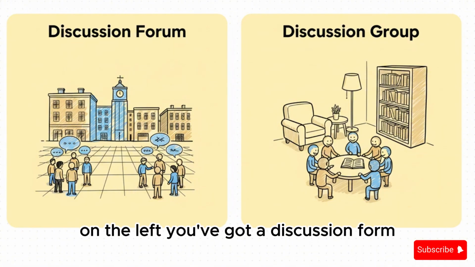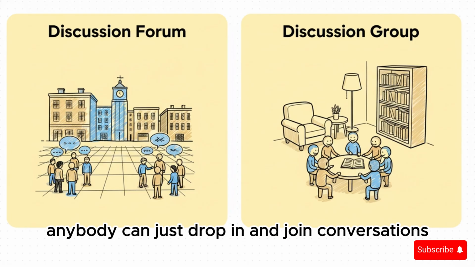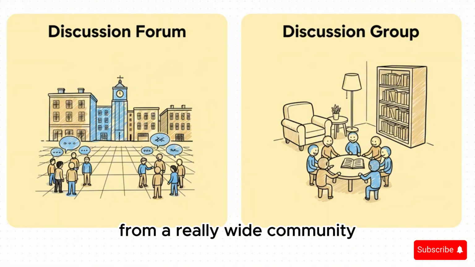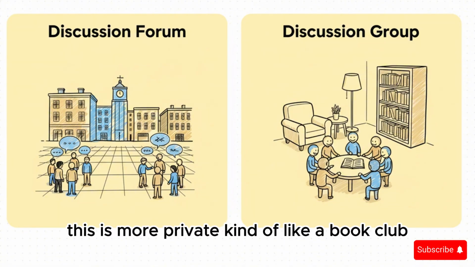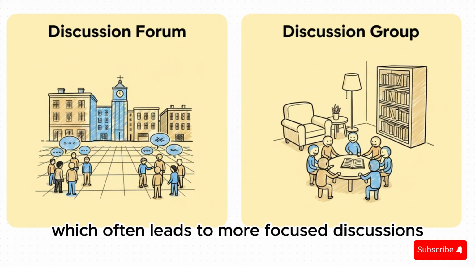On the left, you've got a discussion forum. Think of this like a public town square. Anybody can just drop in and join conversations on a topic, which makes it a great place to learn from a really wide community. And on the right, you have a discussion group. This is more private, kind of like a book club. You usually need an invitation to join, which often leads to more focused discussions.